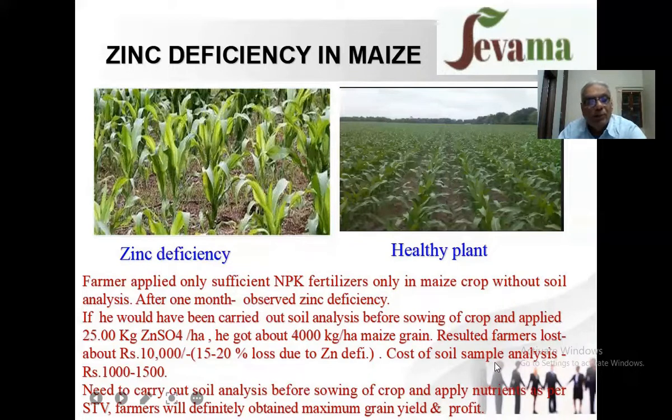The cost of soil sample analysis is only rupees 1,000 to 1,500. If the farmer had carried out soil analysis before sowing of the crops and applied 25 kg zinc sulfate, then the farmer would gain 9,000 rupees, after you subtract 1,000 rupees for the soil analysis. So you need to carry out soil analysis before sowing of crop and apply nutrients as per soil test value. The farmer will definitely obtain maximum grain and profit.